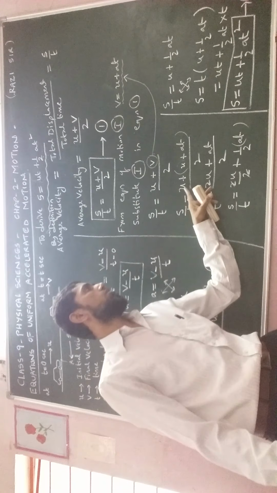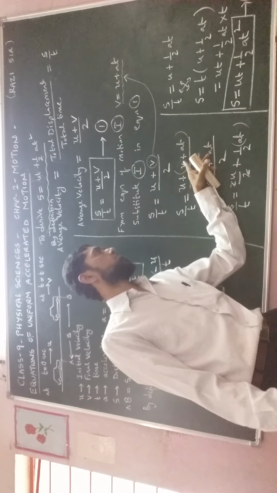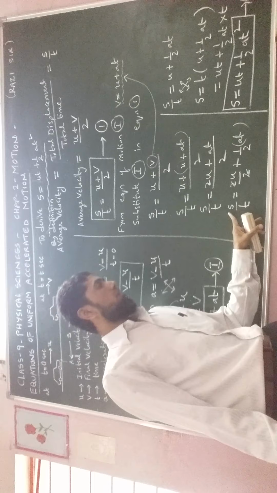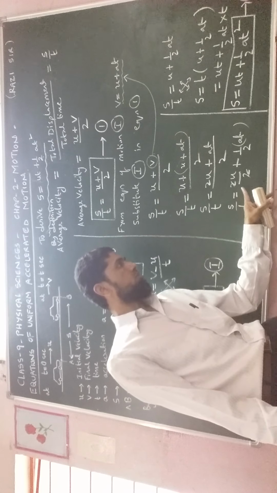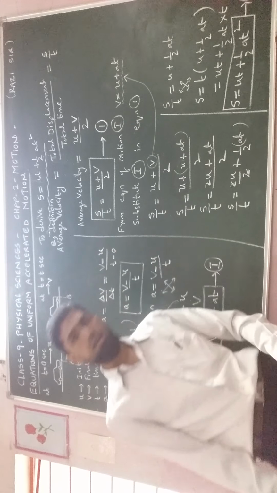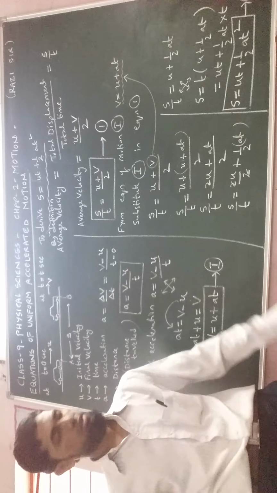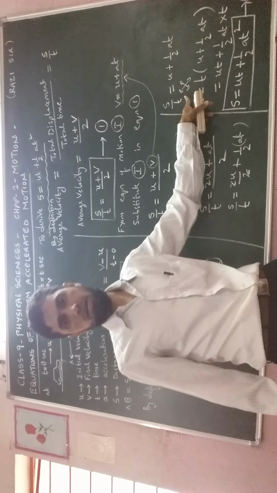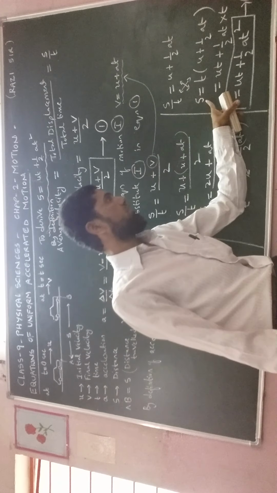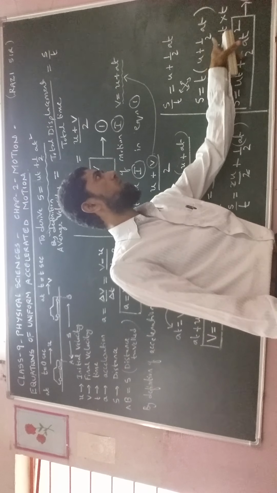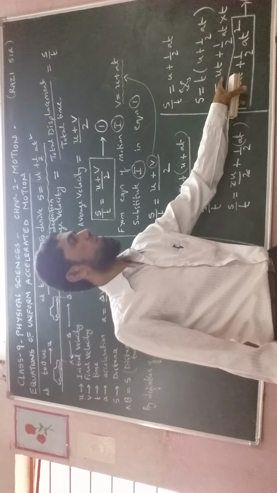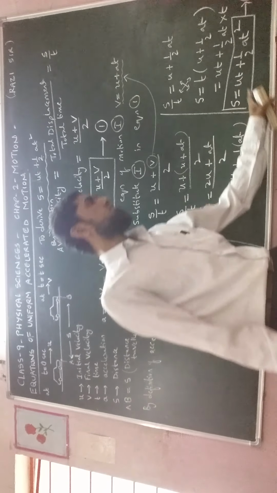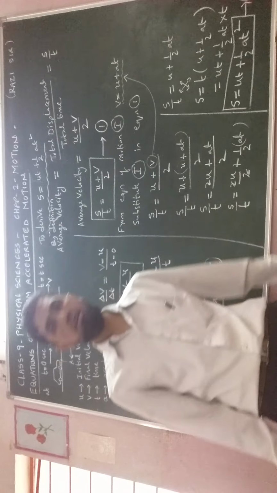So S by t equal to u plus u plus at. What is u plus u? 2u plus at by 2. Then after simplifying, we get S by t equal to 2u by 2 plus half at. 2 and 2 get cancelled. We get S by t equal to u plus half at. Then we cross multiply. After cross multiplying, we get S equal to t into u plus half at, which is ut plus half at into t. So we get the second equation of motion, S equal to ut plus half at square.